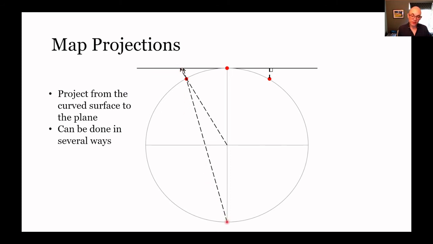Alternatively, you could go from the other side of the globe, opposite to where this point is tangential to the globe, and then straight through that point of information and push that onto the piece of paper. That's another way. Those are ways of doing this projection. Which one's right? None of them are right. None of them are wrong. They're just different ways of doing it.